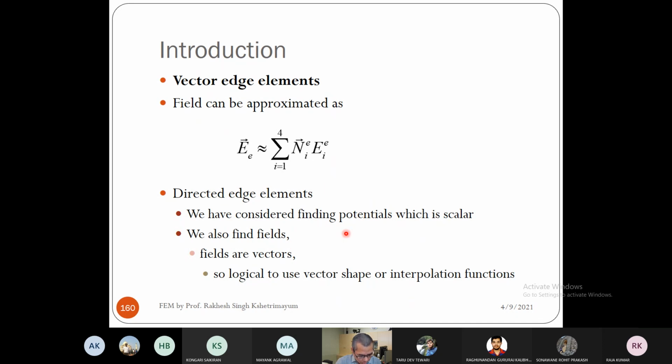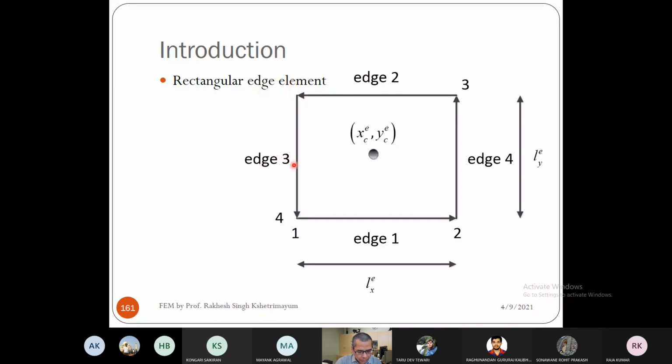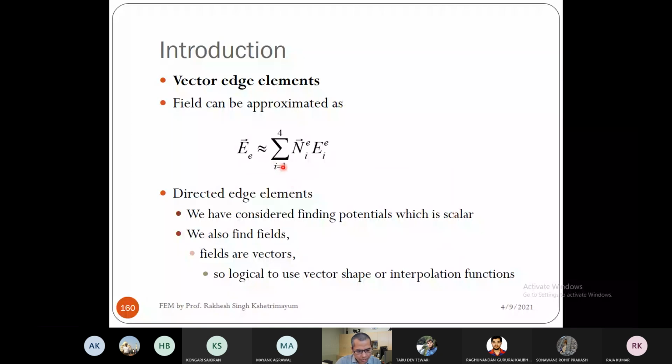So why don't we directly use vector interpolation or shape functions and solve it? We'll see that this kind of vector function will also satisfy the boundary conditions. Let's look at this diagram, it will be clearer. Let's say you have a rectangular edge element, and we want to find the field of this rectangular edge element. You can find it as a summation, i going from 1 to 4, of N_i E_i. See, what are these N_i? The N_i are the interpolation or shape functions, which are vectors, so I put a vector sign here.